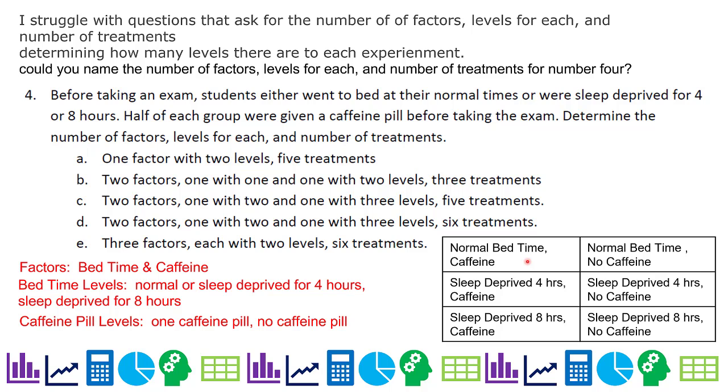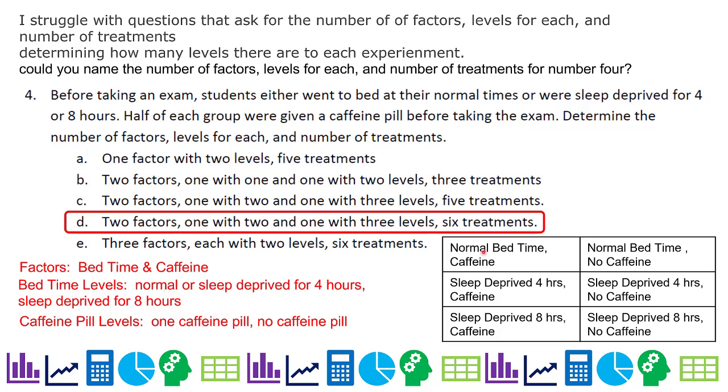So we have 2 factors, bedtime and caffeine. We have one with 3 levels and one with 2 levels. And then we have a total of 6 treatments.